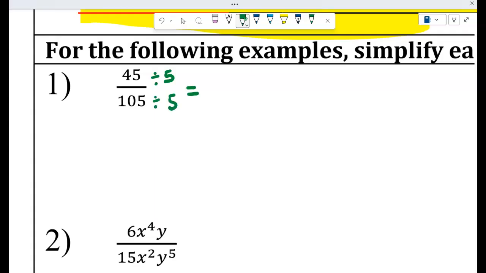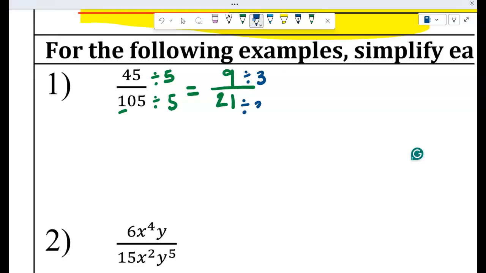Start there, okay? Now, what we want to do is, okay, 45 divided by 5, that's 9. 105 divided by 5, so start with the 10. 10 divided by 5, that's going to be 2, no remainder. 5 divided by 5 is going to be 1. Well, 9 and 21, guys, we still have a common factor.